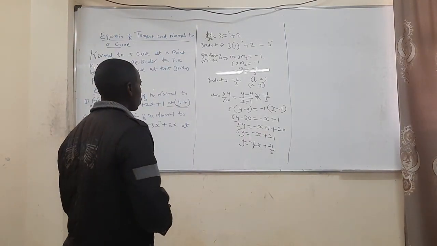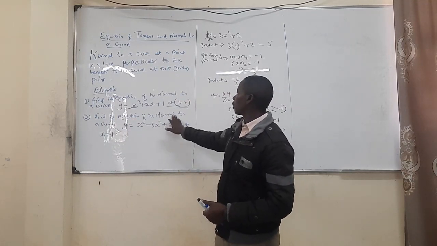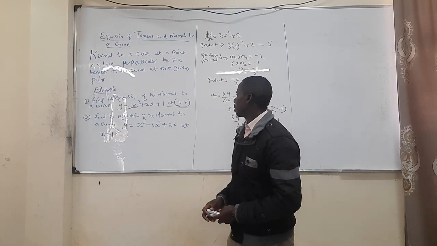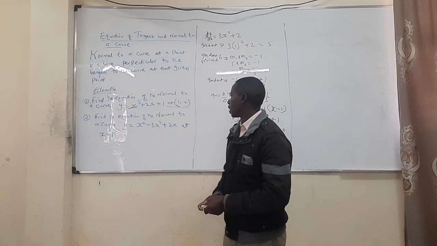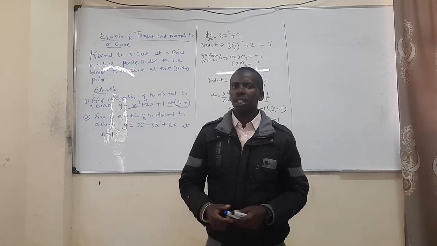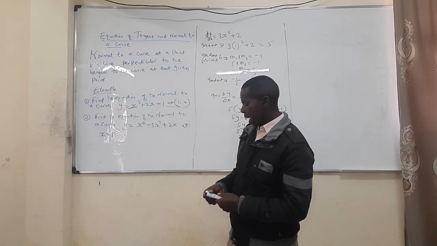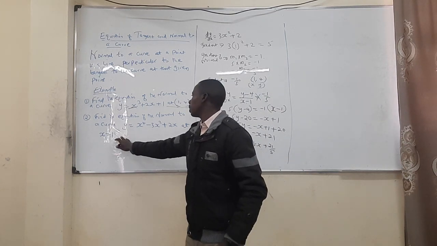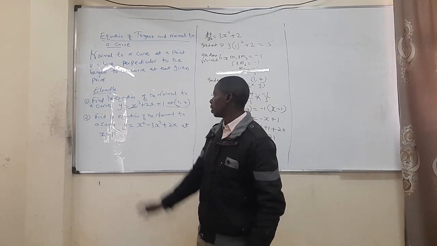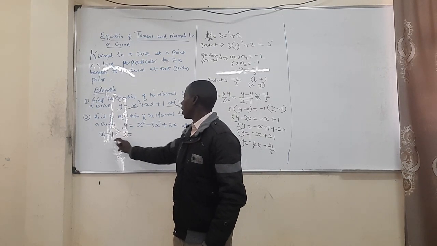Let's see the second question. We have to get the equation of the normal to the curve y is equal to x power 4 minus 3x squared plus 2x at x is equal to 1. One thing that you need to get is the value of y where x is equal to 1. Of course, for us to be able to get the equation, we need that coordinate. So let's first get the value of y when x is 1.